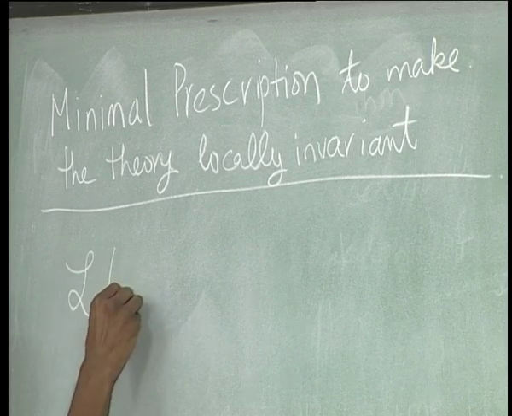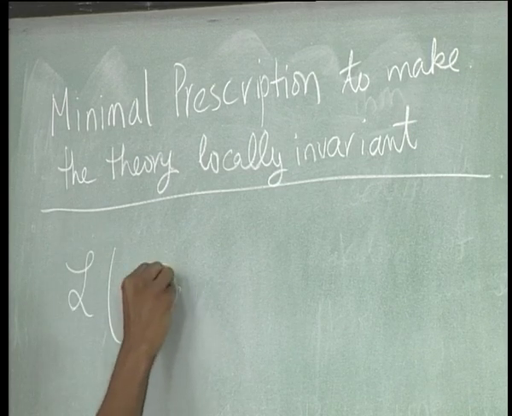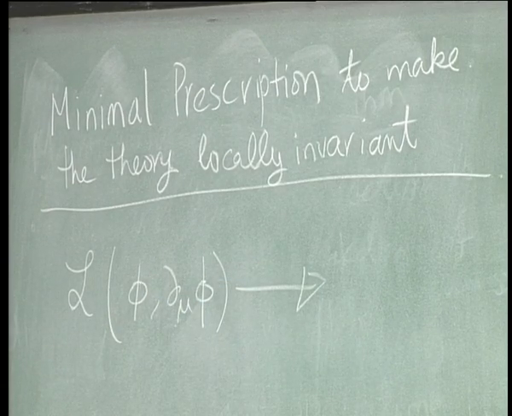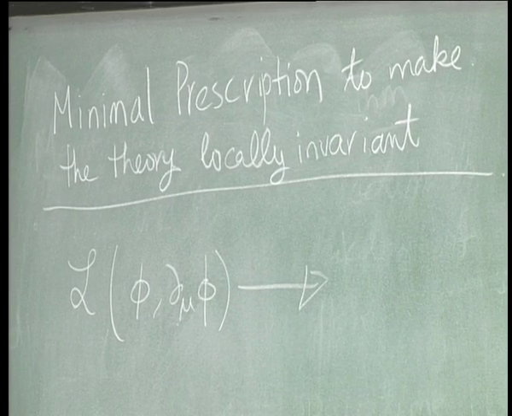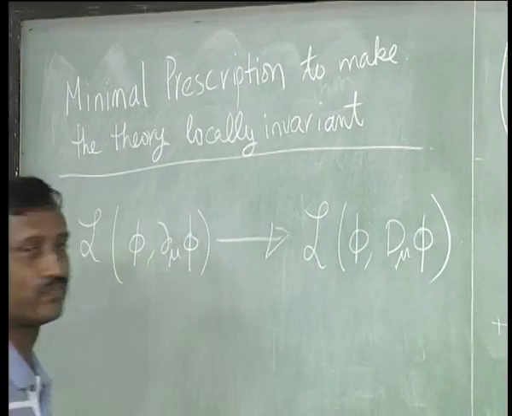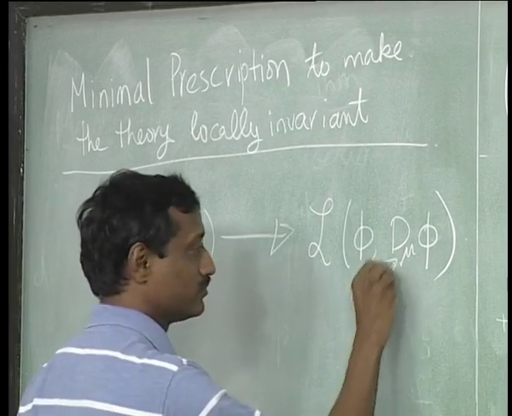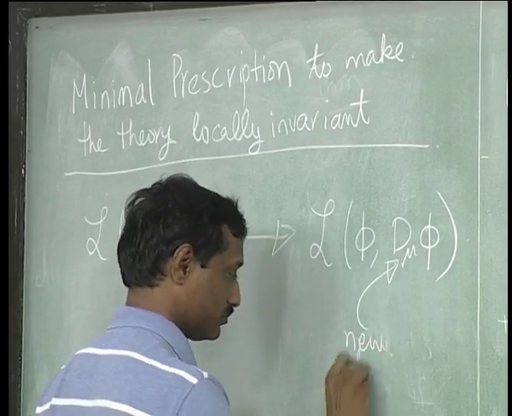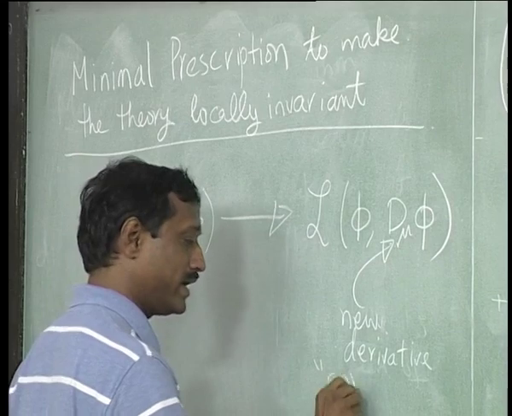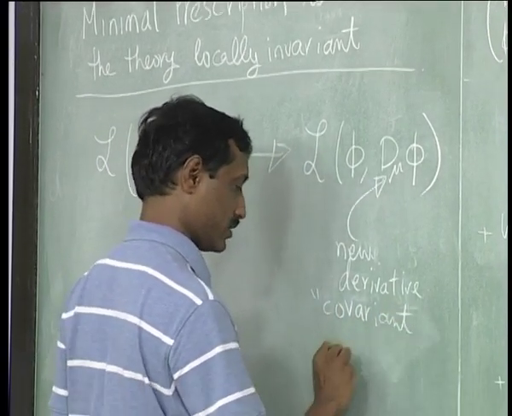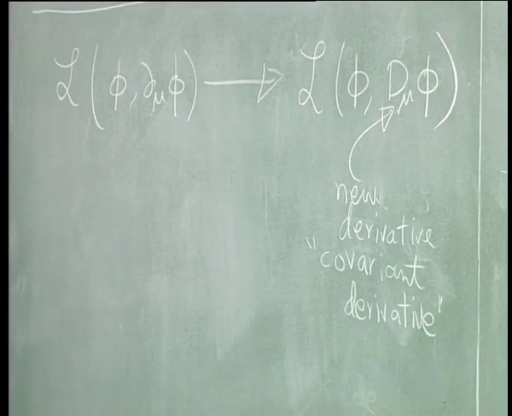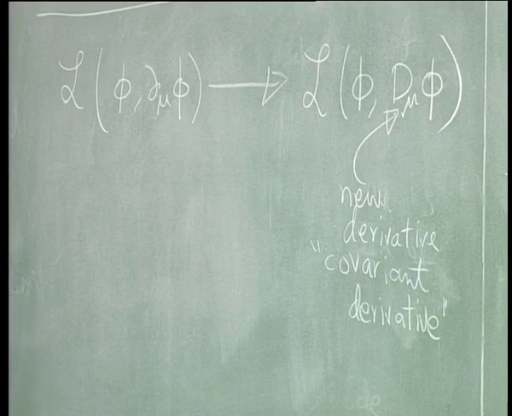So if you have a whole bunch of fields, so you have phi and d mu of phi, the prescription is very simple. You change what you mean by derivative, you introduce some new derivative. Okay. Okay, so this is some new derivative. Okay, and we will call it the covariant derivative. Okay.